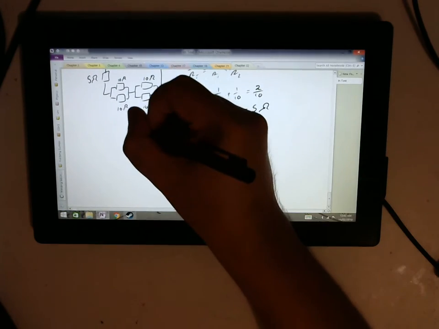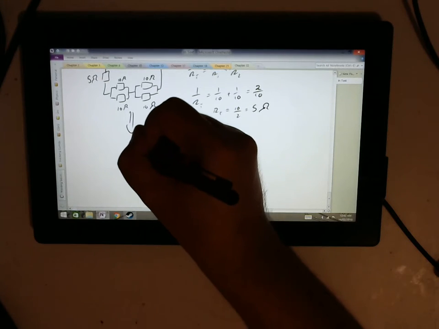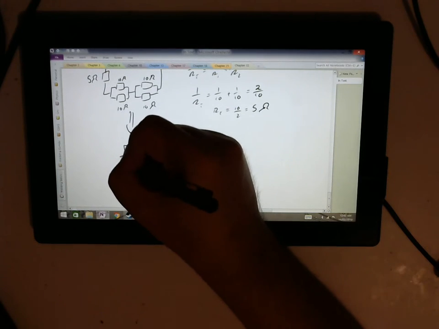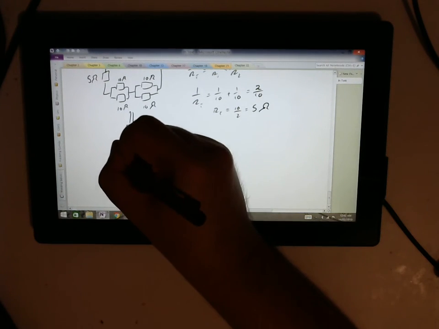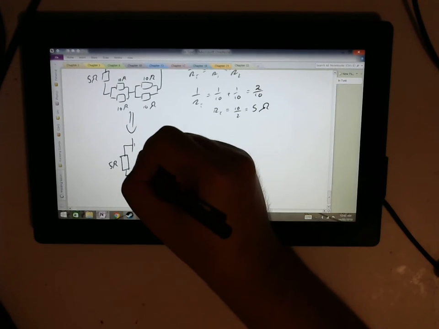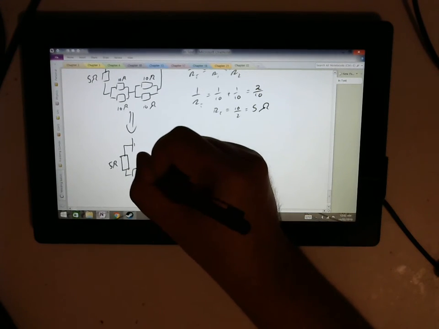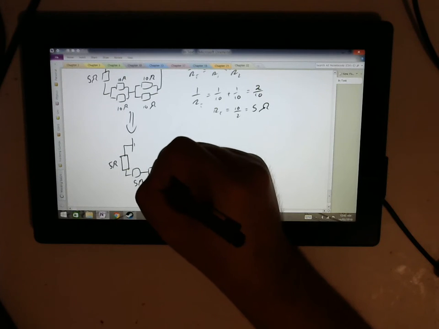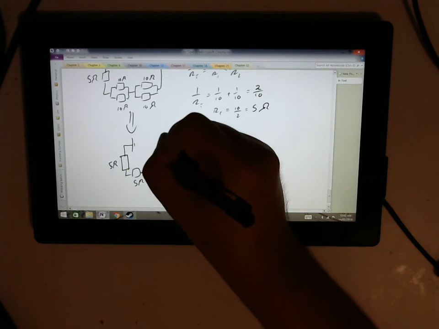Let's redraw this. So that would become battery, 5 ohms, 5 ohms, 5 ohms, back home.